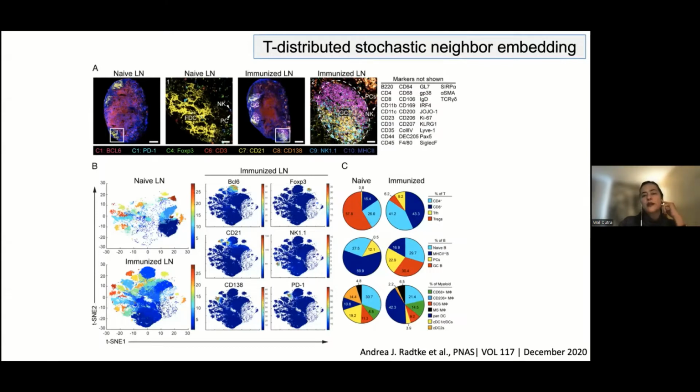What do you do with it? How do you analyze this? So it's a number of different molecules that you want to see which cells are expressing, the co-expression of these different molecules, the association of the different cell types, and so on and so forth.